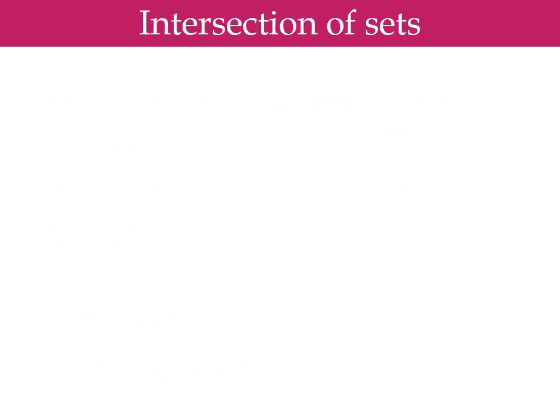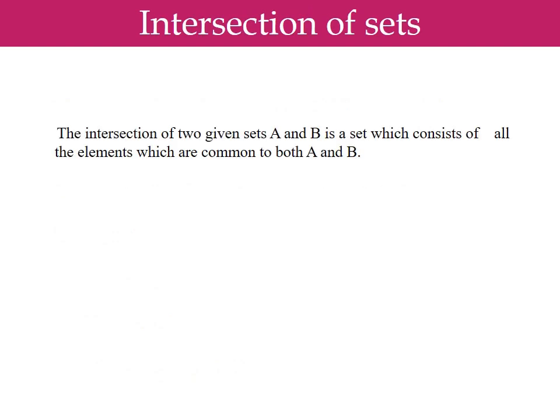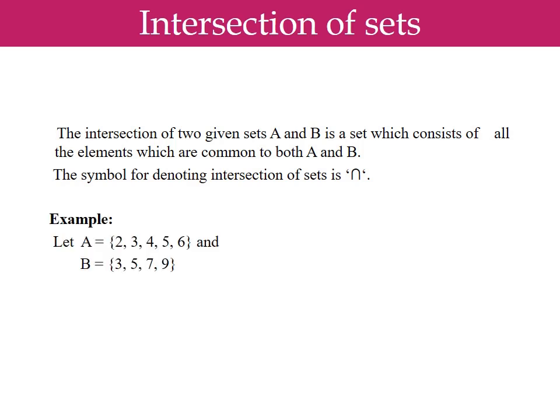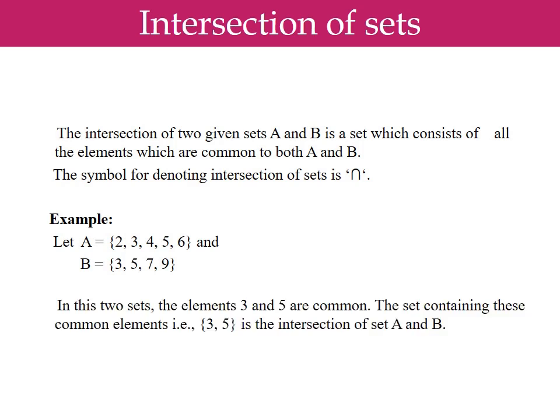In the same way, I am going to introduce the intersection of sets. The intersection of two given sets A and B is a set which consists of all the elements which are common to both A and B. This is the symbol for intersection. Take one example: A is {2, 3, 4, 5, 6}, B set is {3, 5, 7, 9}. What are the common numbers between these two sets? 3 and 5. So A intersection B is {3, 5}.